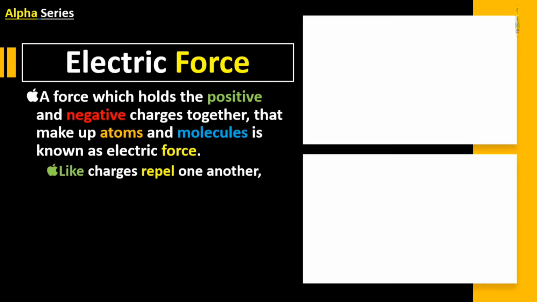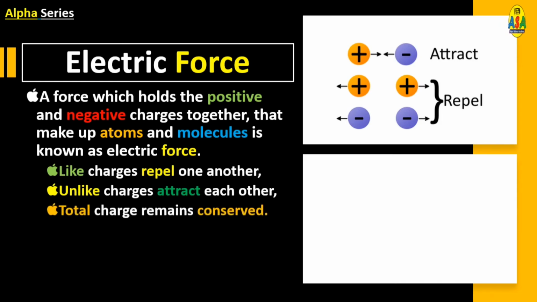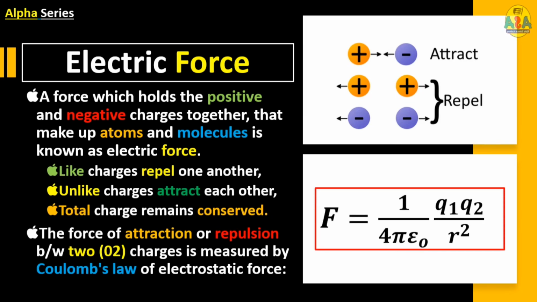There could be two types of force: repulsive or attractive. Like charges repel one another, whereas unlike charges, for example positive and negative, attract each other. Very interestingly, the total charge on any object always remains constant, and this is known as the law of conservation of charge.